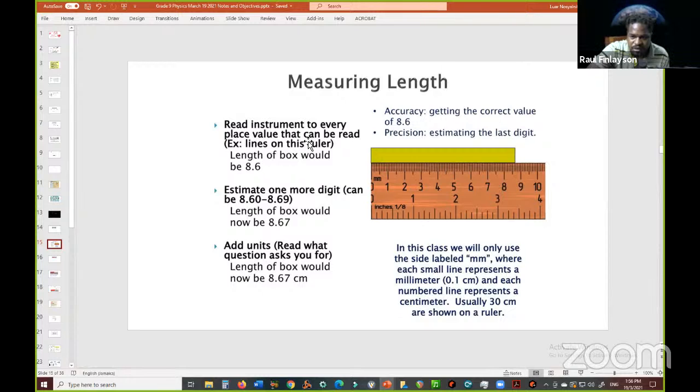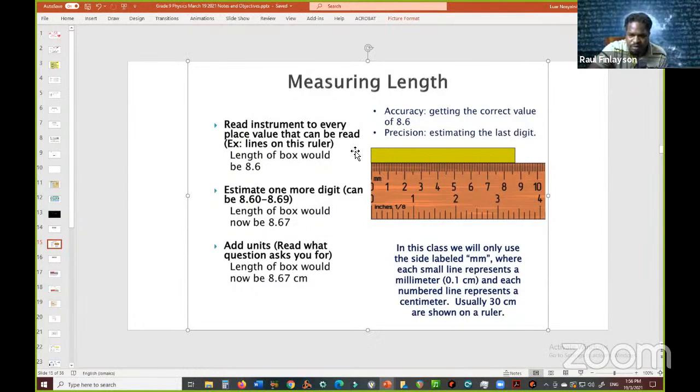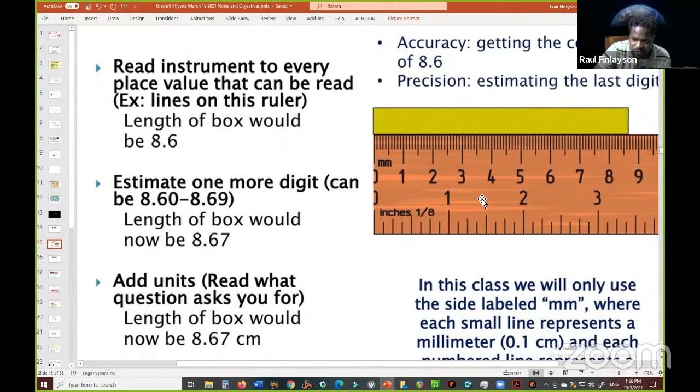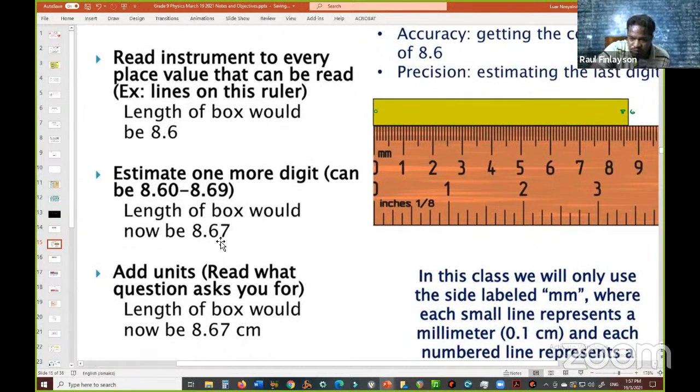They say read the instrument to every place that it can be read. Example, lines on the ruler. Length of the box would be 8.6. All right, so this item here would be 8.6. And if we zoom in closely, we see that it is 8.6. Here is a zero, and then of course here will be 8.6 when you line it up here. All right, again, any questions or comments, send them in the chat.